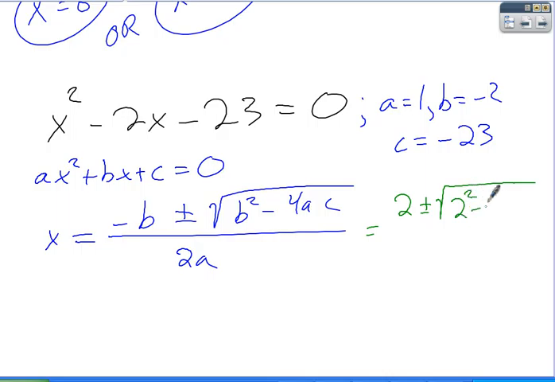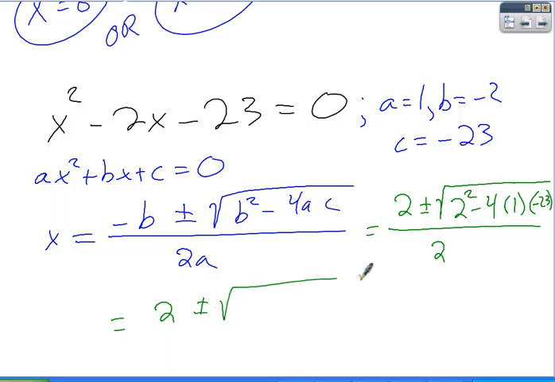2 squared minus 4 times a times c. So 4 times 1 times -23. Okay? All divided by 2 times 1, which is just 2, right? Okay, so then if we want to simplify that down to a final answer, now we get 2 squared is 4.